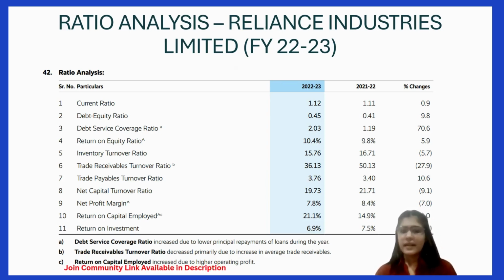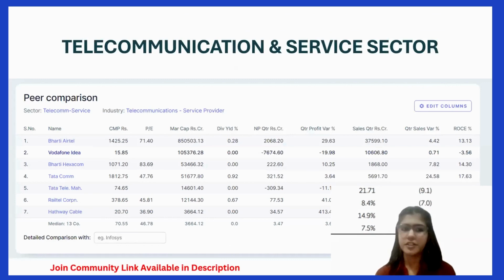Then come the market value ratios, that are book value ratios, dividend, earnings per share, and price earnings ratios. The price earnings ratio again is a really significant ratio. It compares the company's share price to its earnings per share. It really needs to be in alignment with how the company performs.